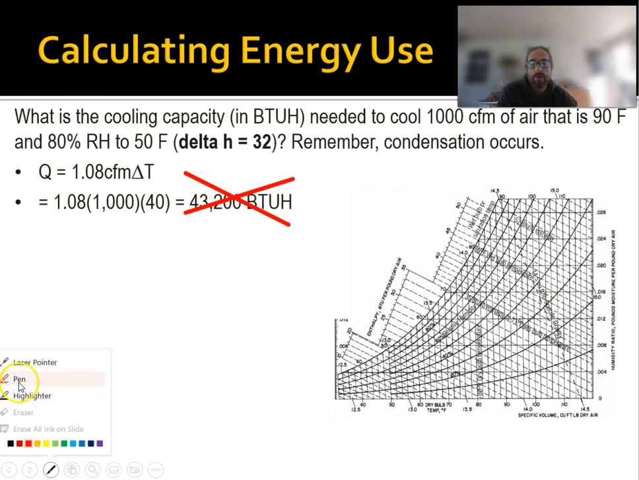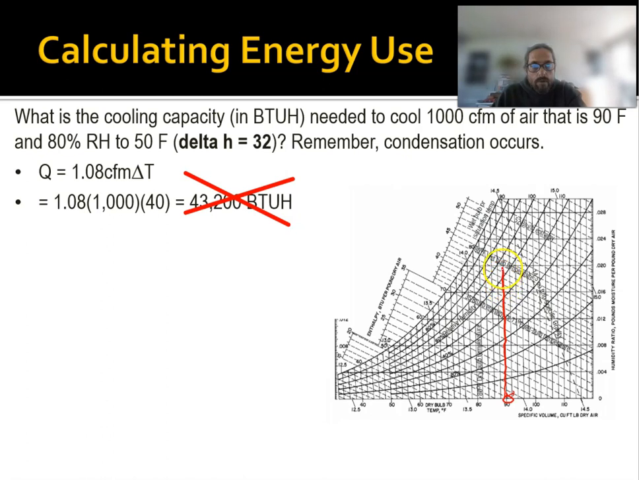If you look on this chart over here, we're going from 90 degrees and 80% relative humidity. Okay, so we're going here, and let's go up. I'm sorry. Where are we? 80%. Looks like it's right here, right? Okay, so that's where we are here. So we have this much absolute humidity. So what we're doing is we're going across, and then we're going down until we hit 50, right? So here's 50. Okay, so now we're here.